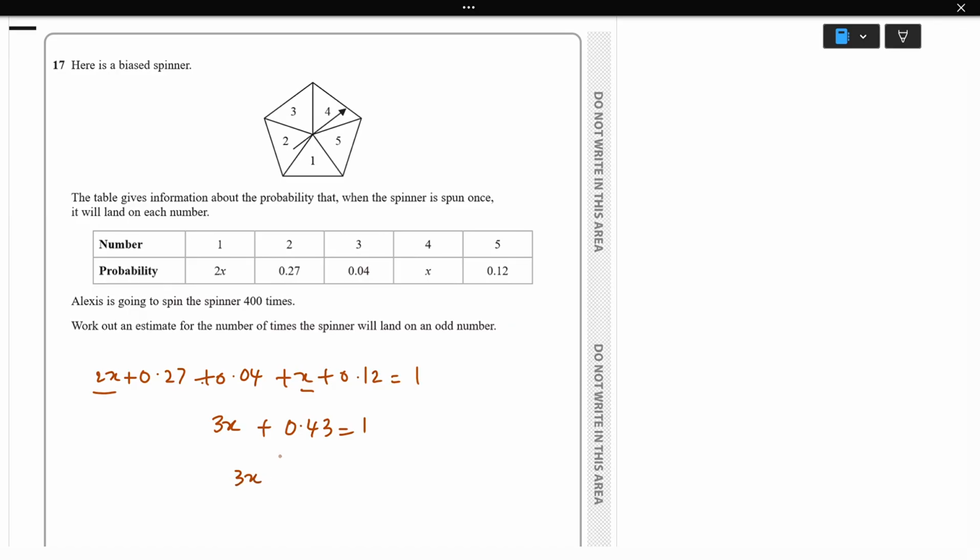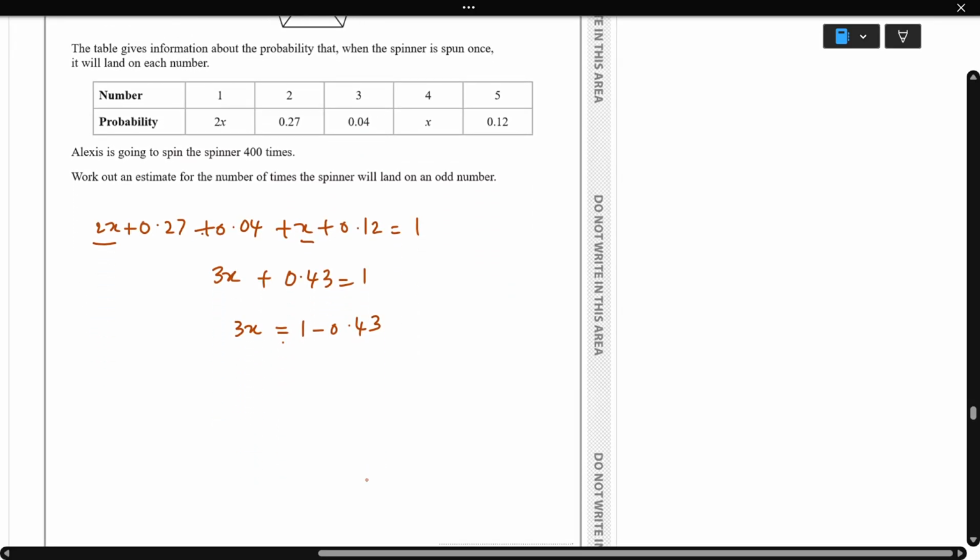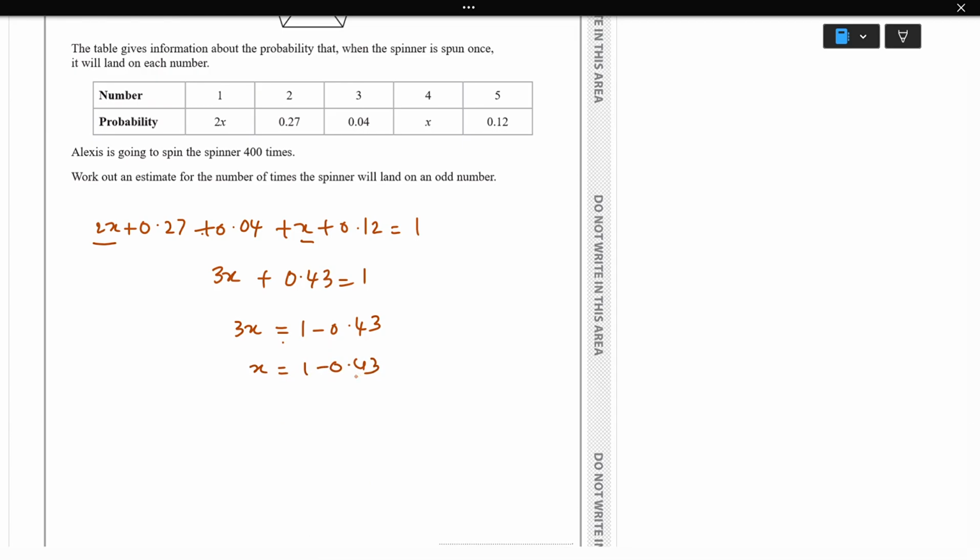Next, 3x, I'll shift the 0.43. I will take away 0.43 on both sides. It will become 1 minus 0.43. So the next, x equal to, I'll divide by 3 on both sides. 1 minus 0.43 divided by 3. So which is 0.57 divided by 3. The answer is going to be 0.19. So x equal to 0.19. So the first is this one, 2x, 2 times 0.19, which is 0.38. So this one becomes 0.38 and this one becomes 0.19.